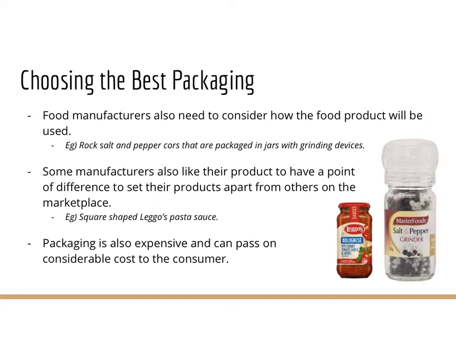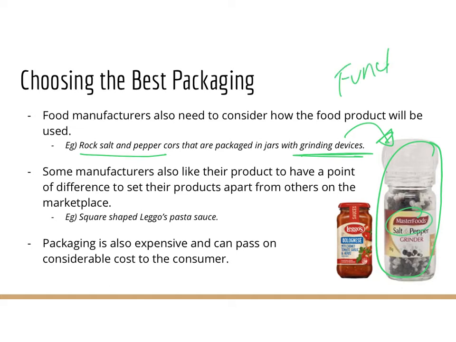Now, looking at choosing the best packaging, food manufacturers need to understand that consumers are using their food products, and the packaging needs to be quite convenient in some cases, and it needs to be able to be stored efficiently where appropriate. So a really good example of this is actually salt and pepper. So we can see here that a salt and pepper product needs to be ground up, and therefore the packaging must have a grinding device so that the consumer can actually use the rock salt and the peppercorns that are packaged inside the jars. So Master Foods here have chosen to have a very, very functional package that does enable the user to use the product very effectively. Let me just spell package correctly for you.